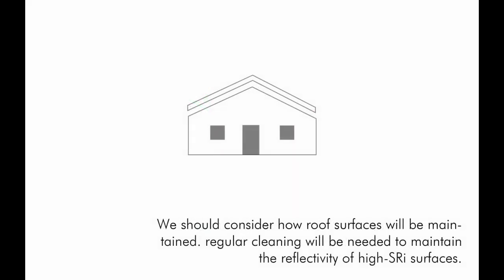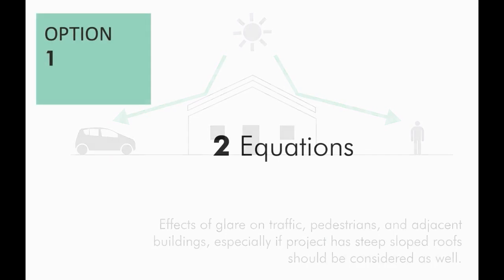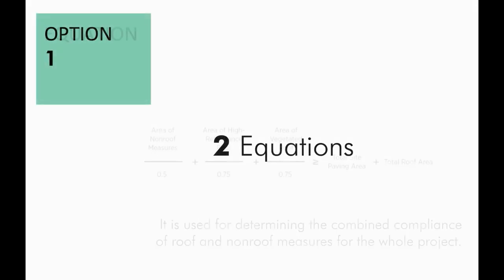We should consider how roof surfaces will be maintained. For example, regular cleaning will be needed to maintain the reflectivity of high SRI surfaces. Effects of glare on traffic, pedestrians, and adjacent buildings, especially if the project has steep, sloped roofs, should be considered as well. There are two equations associated with option 1.